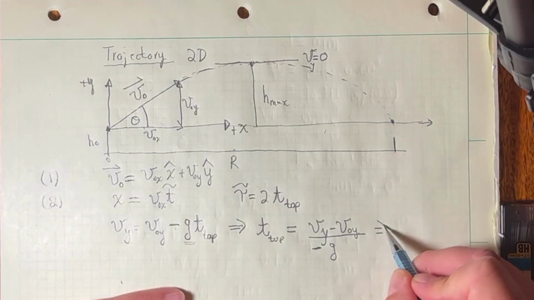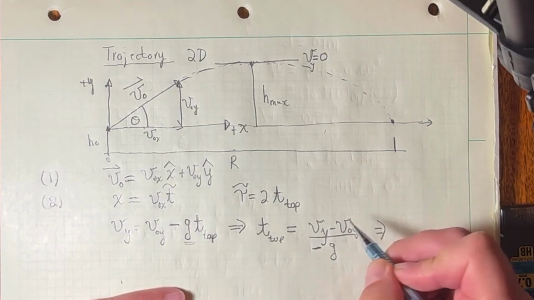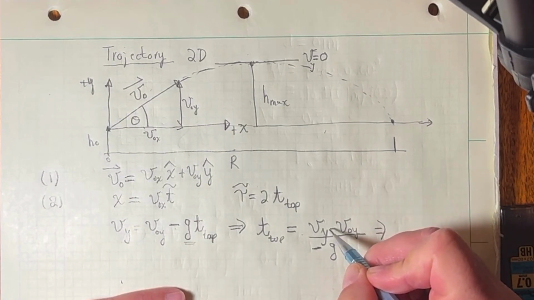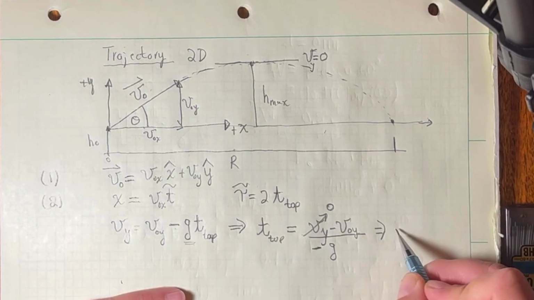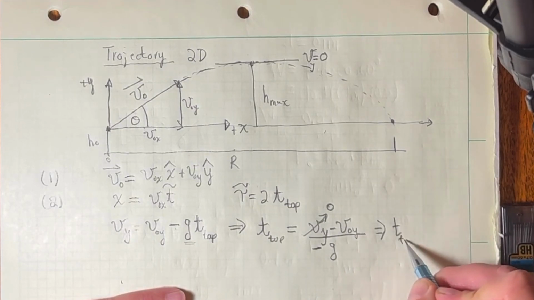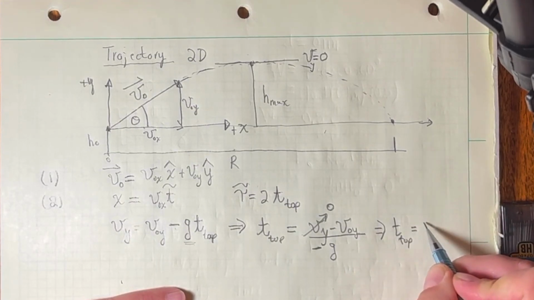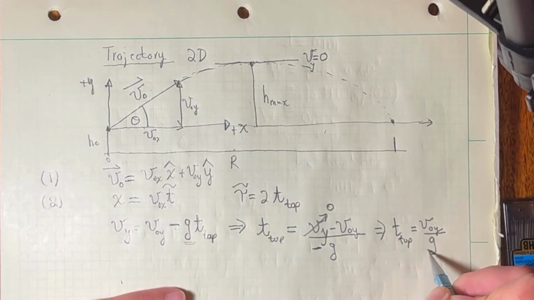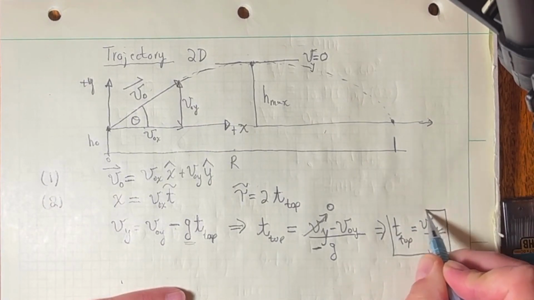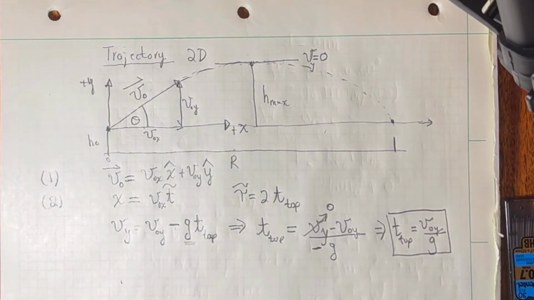But remember, Vy at the top is equal to 0. So T top is equal to V naught y divided by g. Hopefully that's still in the camera. Yes, we can see it. Now what are we going to do? So we know the time to the top, V naught y divided by g.